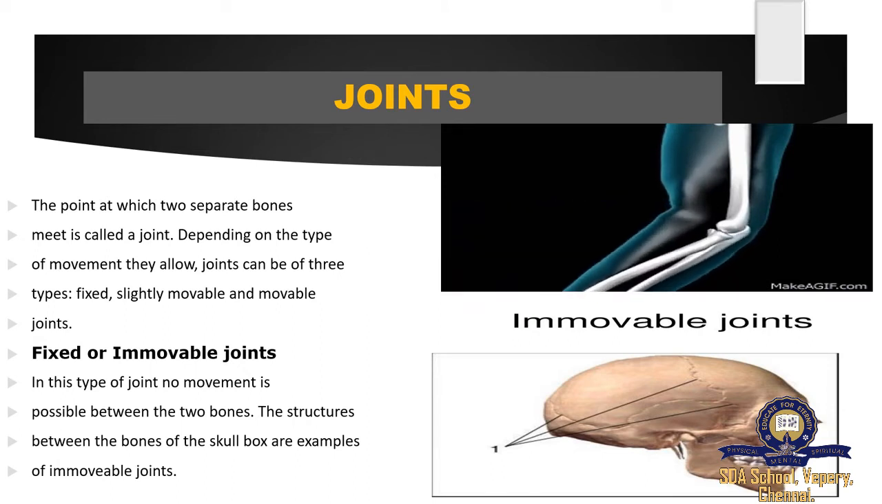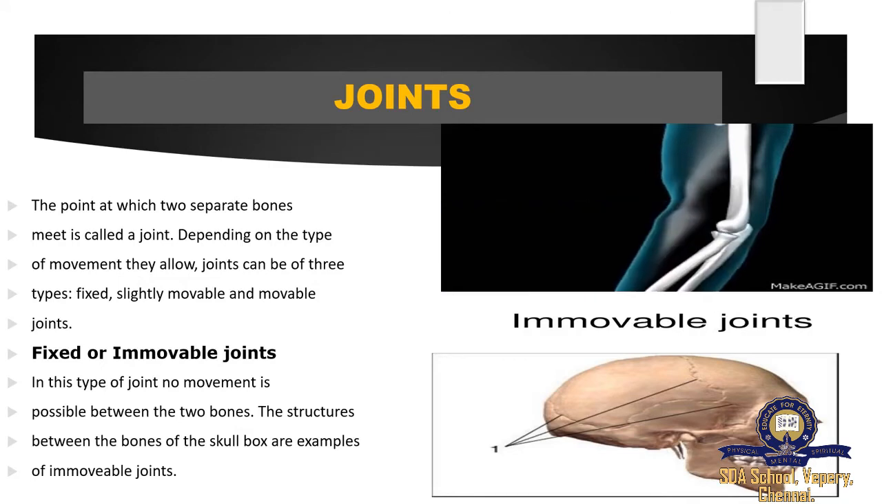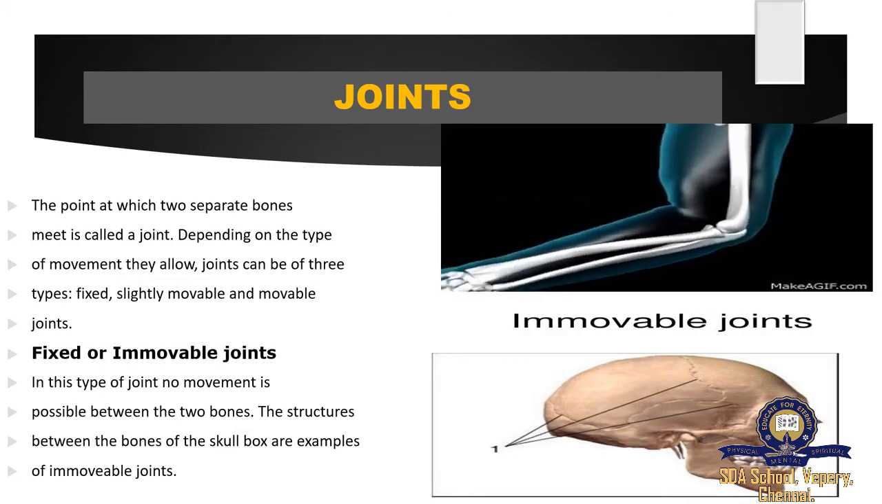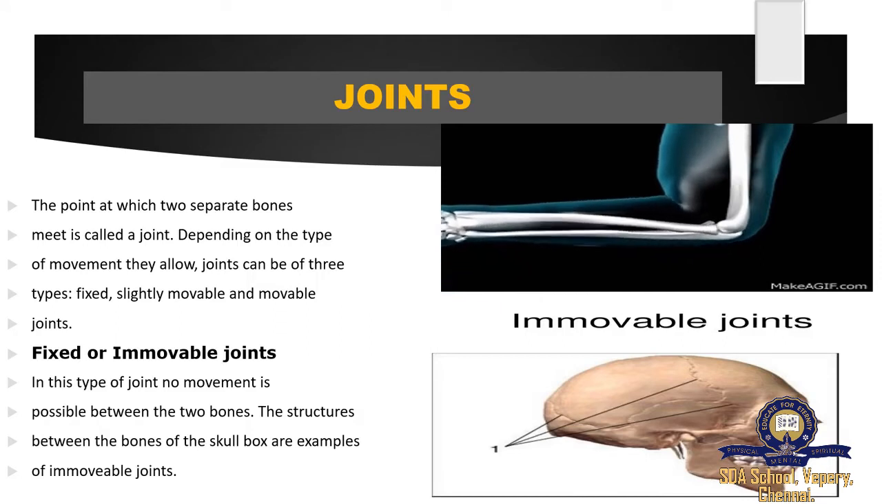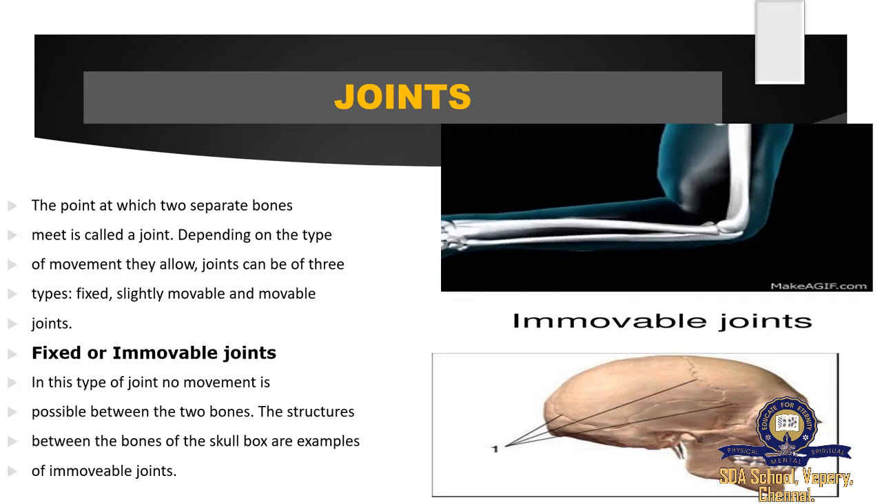It is protecting our brain. So the brain is a very important part of our body, so it has immovable joints, 8 immovable joints in its bone structure.